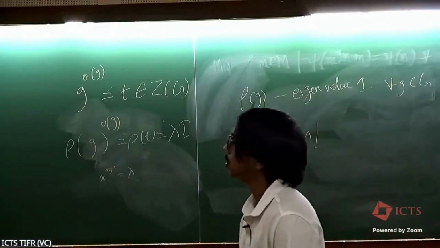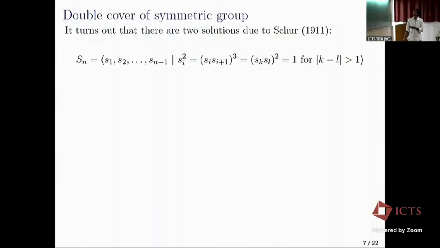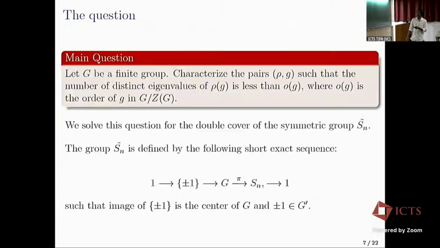Okay, so let me make you more familiar with this double cover. First, of course, our symmetric group is generated by n-1 transpositions, where s_i denotes the transposition (i, i+1). The transposition is going to have order 2, the product of successive transpositions will be a 3-cycle, so we'll have order 3, and disjoint transpositions will commute. So there are 2 solutions to the short exact sequence.